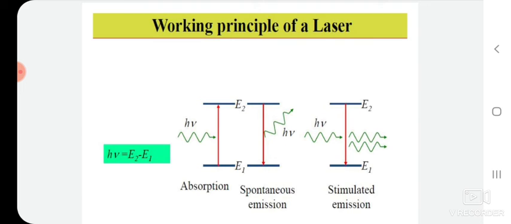Next, the stimulated emission. In that case, one photon gets absorbed by the electron of the higher orbit. When it moves from E2 to E1, it emits two photons. These are some basic concepts or working principles of laser: absorption, spontaneous emission, and stimulated emission. Now these phenomena we have to understand one by one.